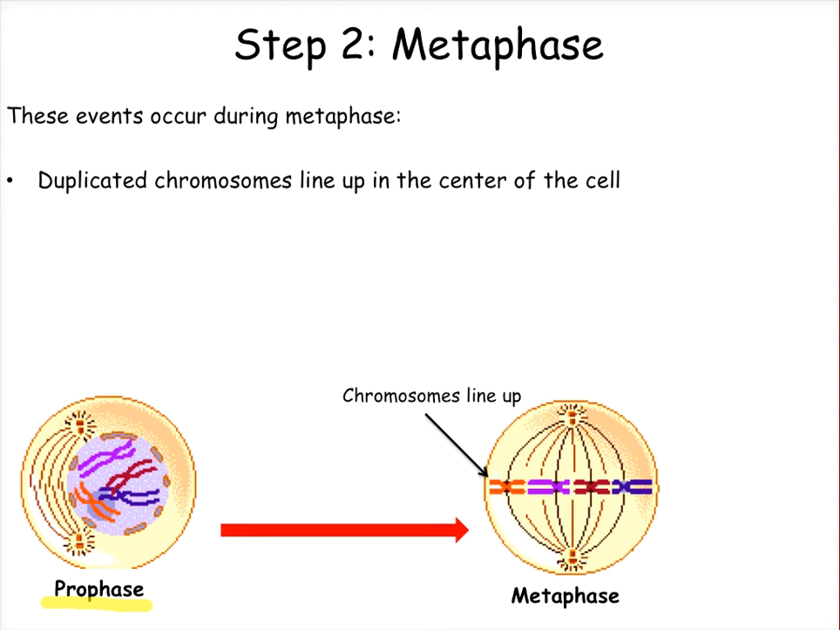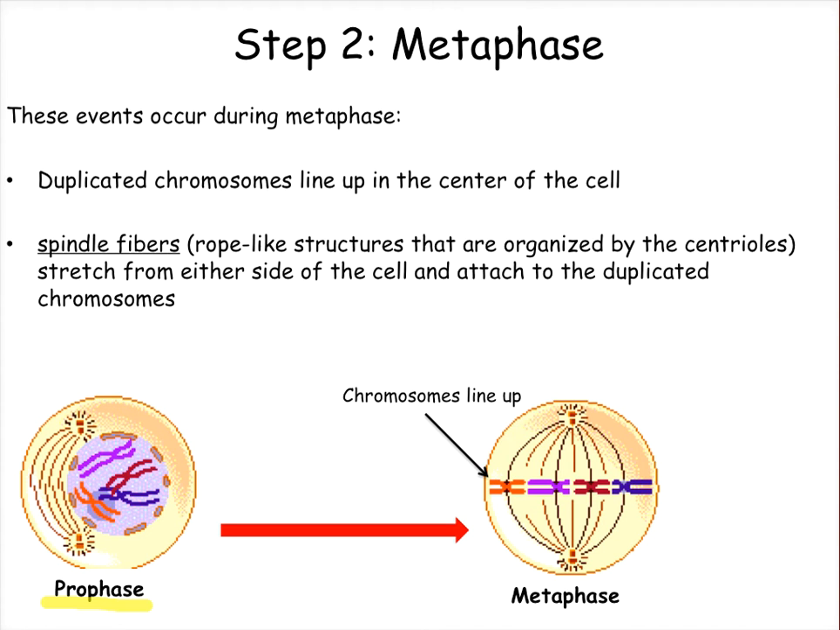Once our chromosomes are lined up, rope-like structures called spindle fibers are organized by the centrioles to stretch from either side of the cell and attach to duplicated chromosomes. So you see those there. Those lines are the spindle fibers, and you can see them attaching at the centromere of each set of chromosomes, or of the set of sister chromatids. At this point, the cell is done with metaphase, so it will move to the next phase, which is anaphase.